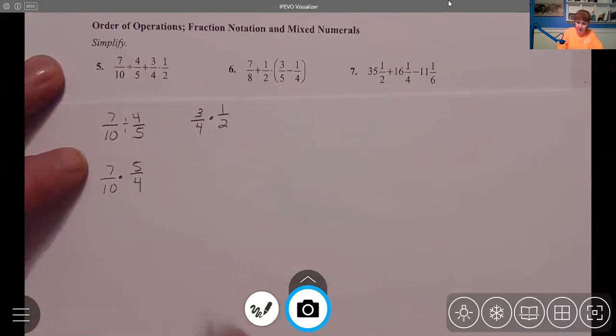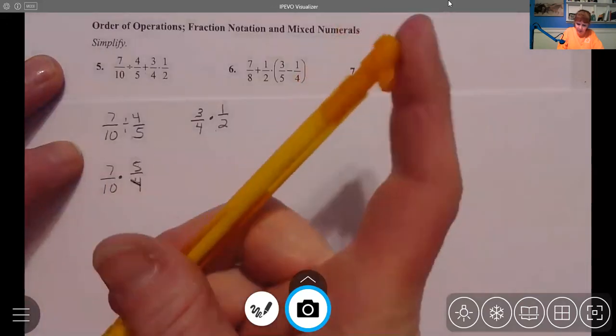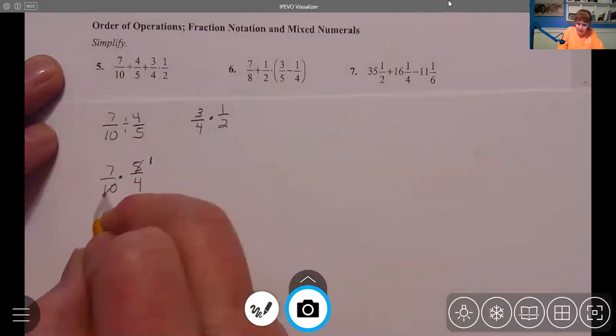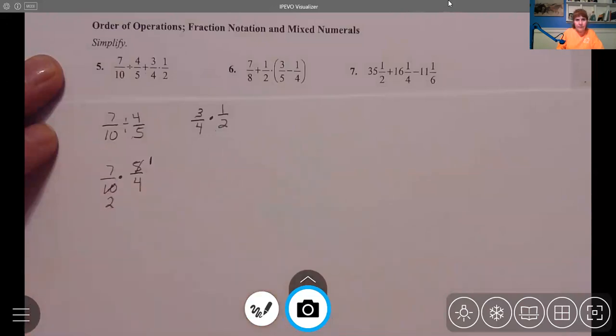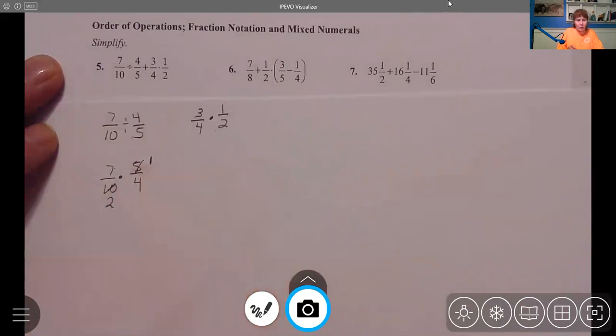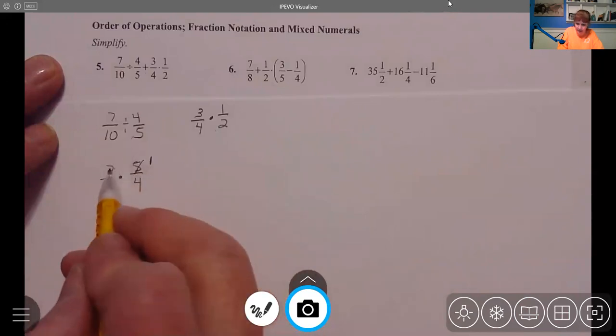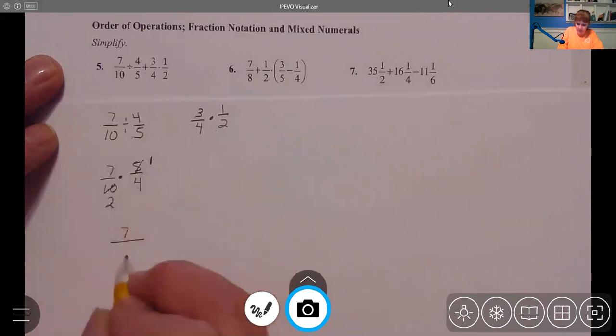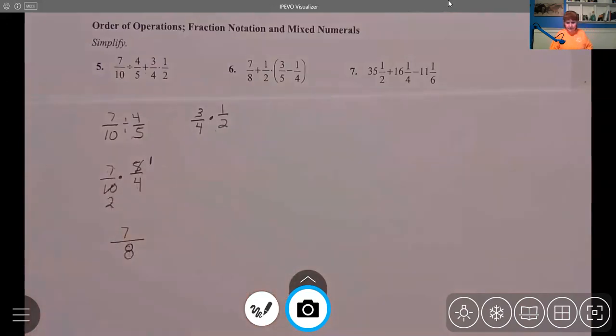We're going to reduce. 5 goes into here once. 5 goes into here once. 5 goes into there twice. So when you multiply across after you've reduced, because remember in multiplication and division, you don't have to have a common denominator. You reduce and multiply across. 7 times 1 is 7. 2 times 4 is 8. Awesome. Now let's go to our next one.